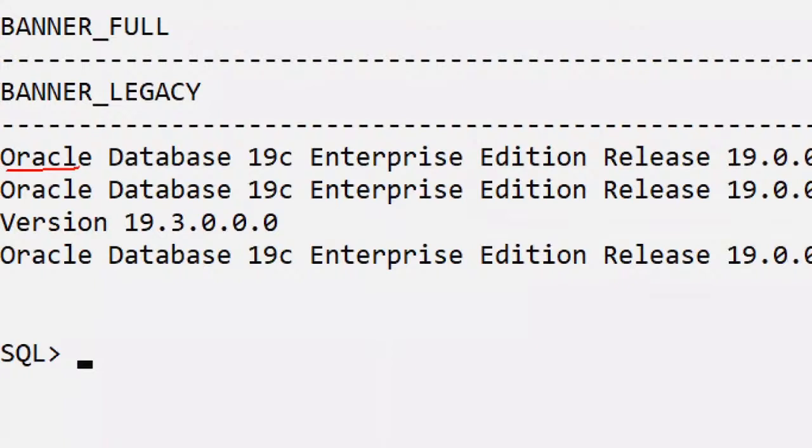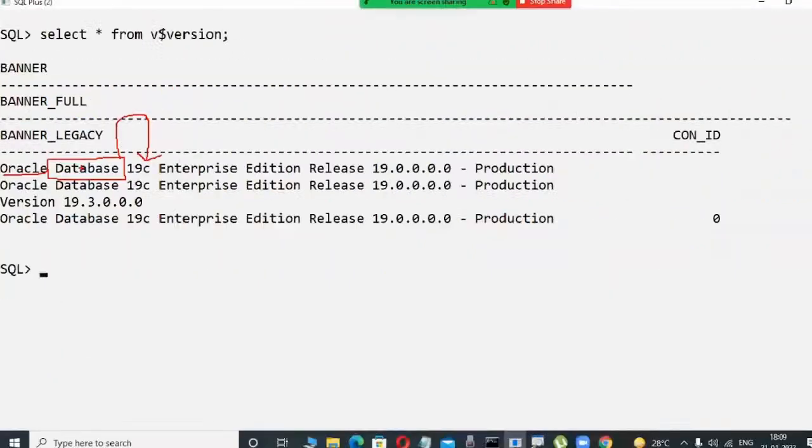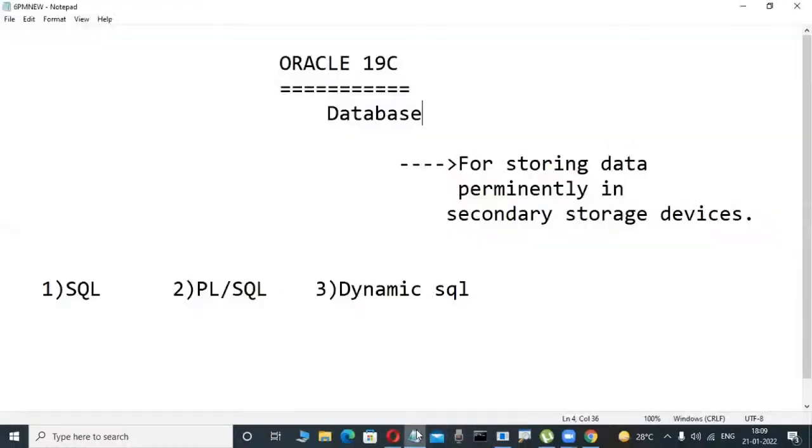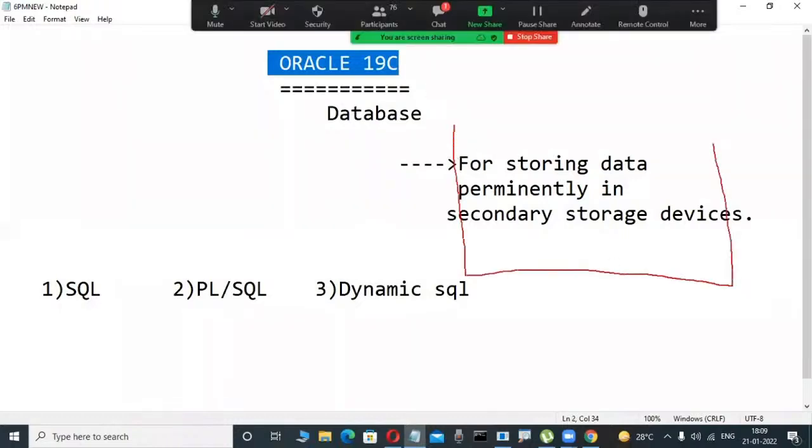Oracle is a product from Oracle Corporation. But what type of product is it? A database product. The version we are learning in our course, 19c, is a version of this database product only. What does database mean? Once we install the Oracle software, automatically some place is created on the disk. In this place, we permanently store data.